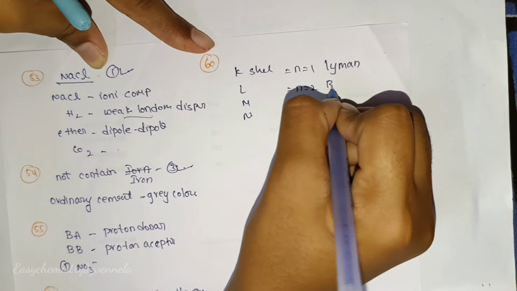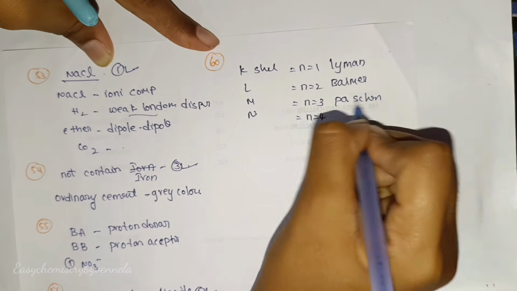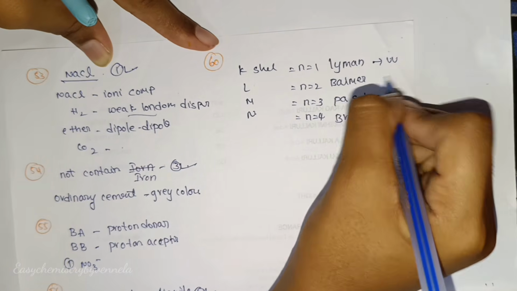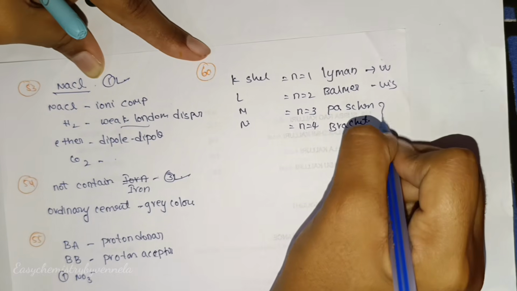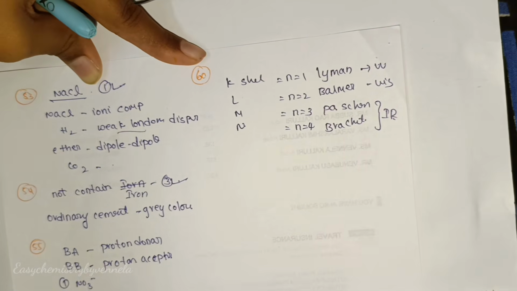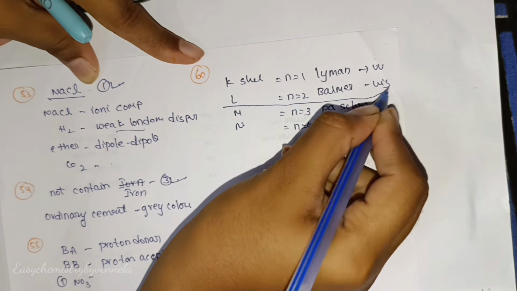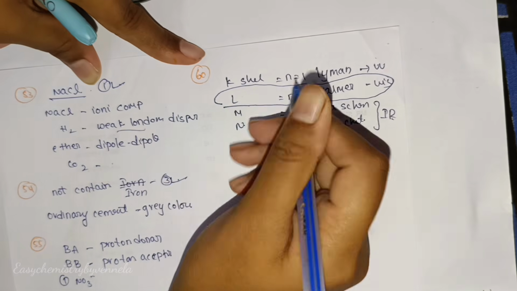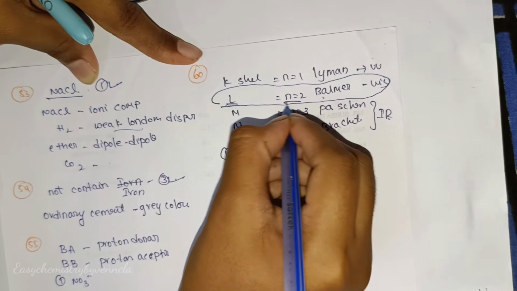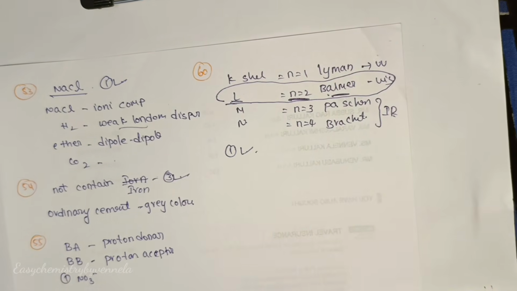First one Lyman, second one Balmer, third one Paschen, fourth one Brackett. This is UV region, this is visible and these are IR. So in the question, electrons return to L shell from higher energy. What is L shell here? This one. So the correct option is the first one, Balmer series, L that is n equal to 2. This is Balmer series. First option is the correct one.